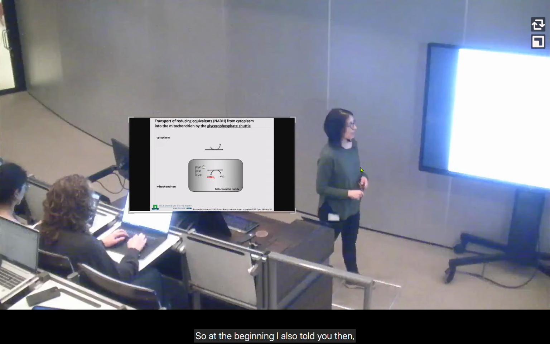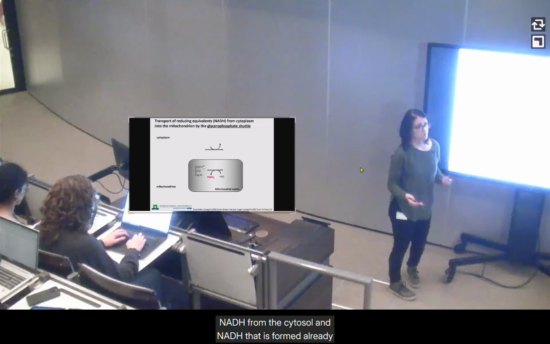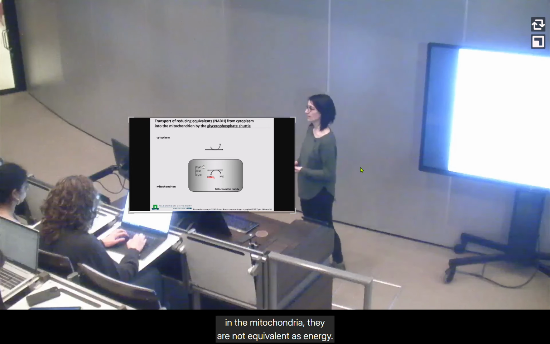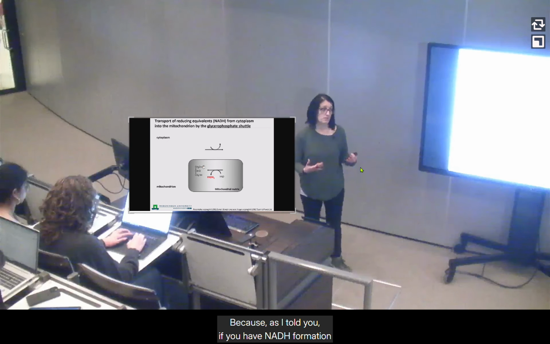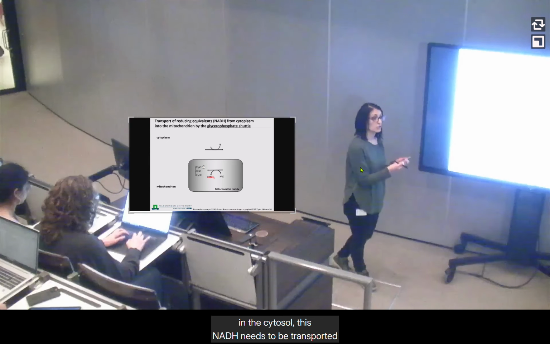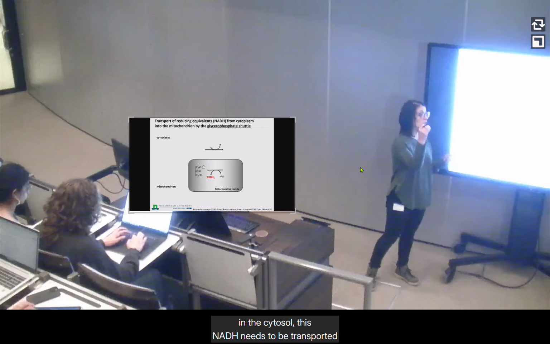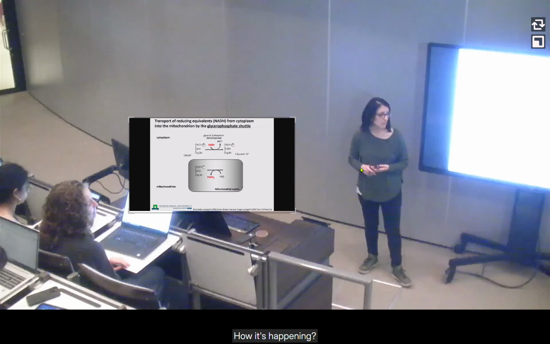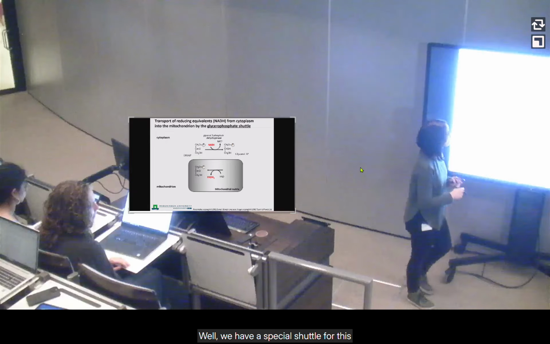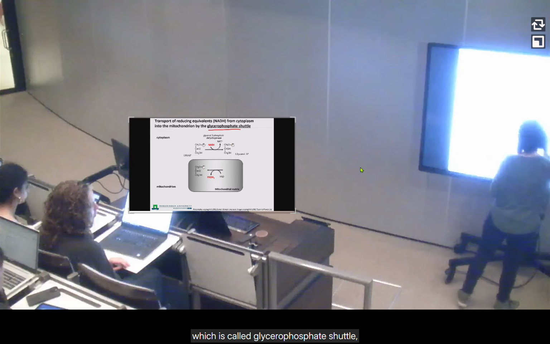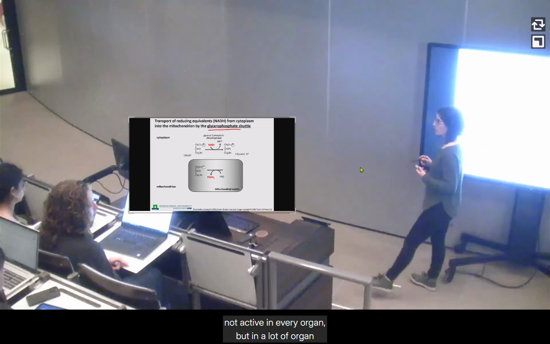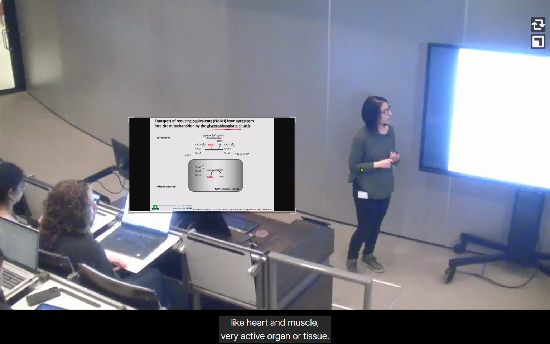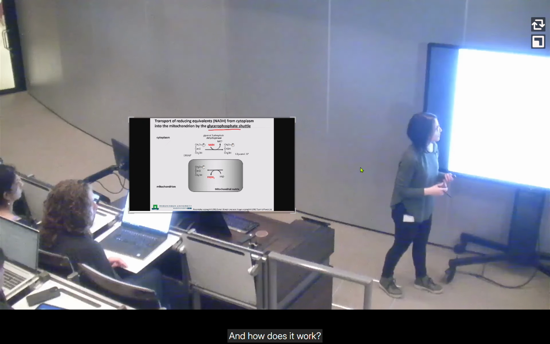So at the beginning, I also told you that NADH from the cytosol and NADH that is formed already in the mitochondria are not equivalent as energy. Why is that? Because if you have NADH formation in the cytosol, this NADH needs to be transported into the mitochondria. How does it happen? We have a special shuttle for this, called the glycerol phosphate shuttle, not active in every organ, but in a lot of organs, like heart and muscle, very active organs or tissues. And how does it work?